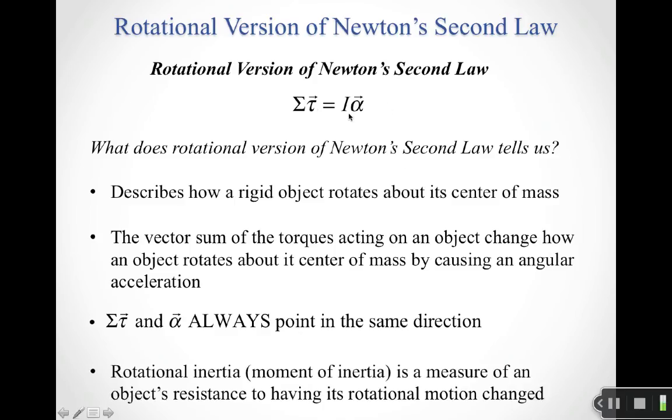And then this last term, the moment of inertia, is a measure of an object's resistance to having its rotational motion change. So in exactly the same way that we talked about mass being a measure of an object's resistance to having its center of mass motion changed, the larger you make the rotational inertia, the larger the torque you need to change how an object is spinning. And so we'll put these things together in class in working rotational inertia problems tomorrow.